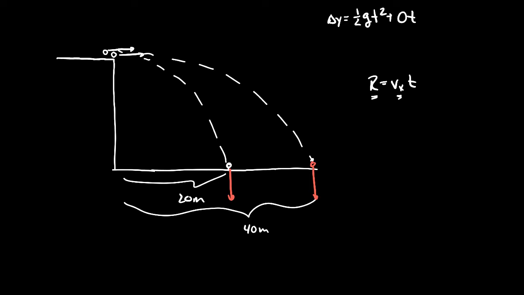However, the one that went twice as far has twice the horizontal velocity. So this is what the velocities would look like just before they reach the ground. The mass is a distractor here, just so you guys know.